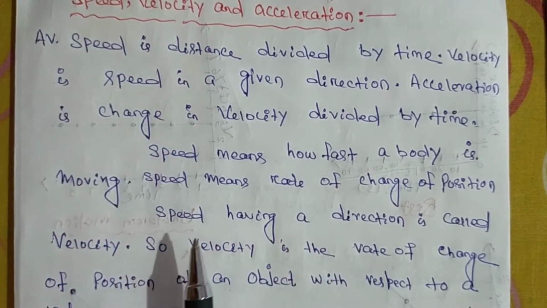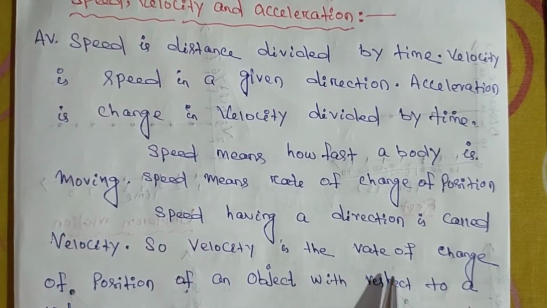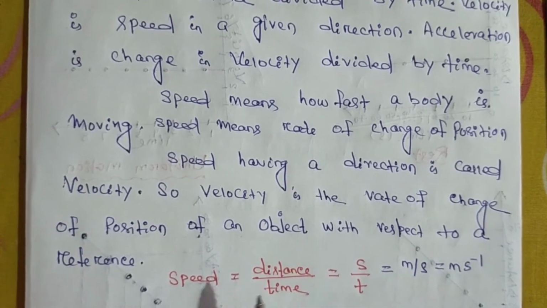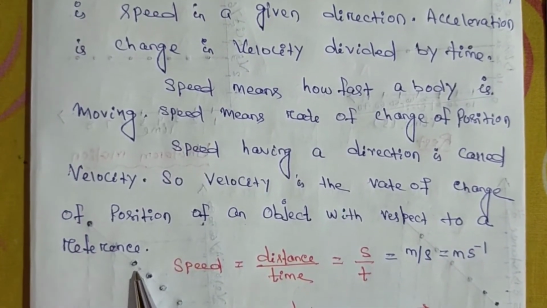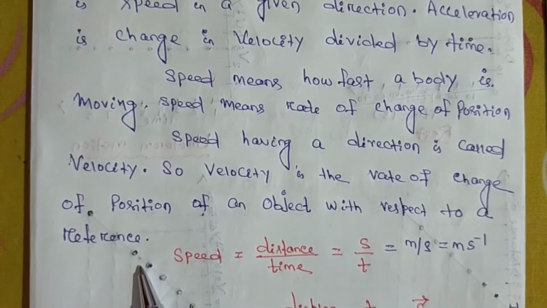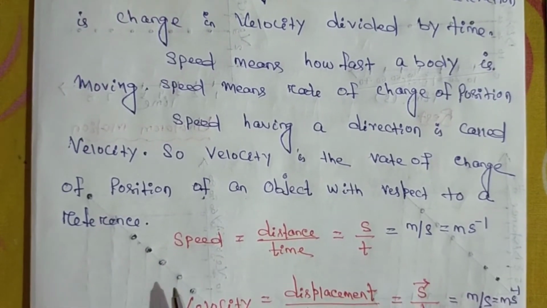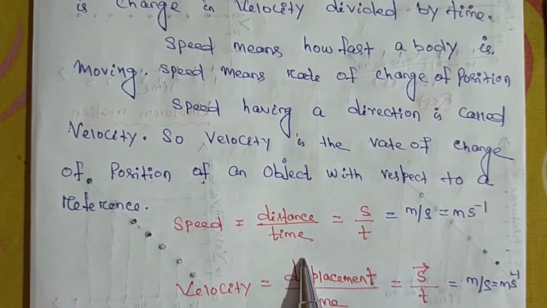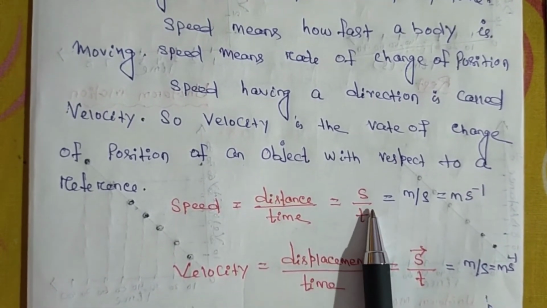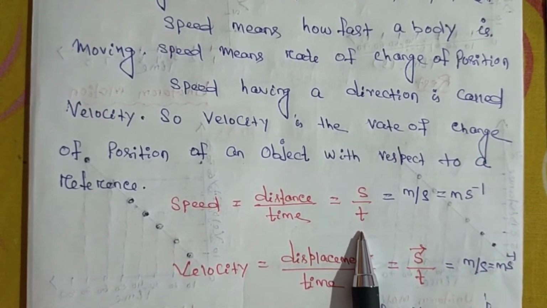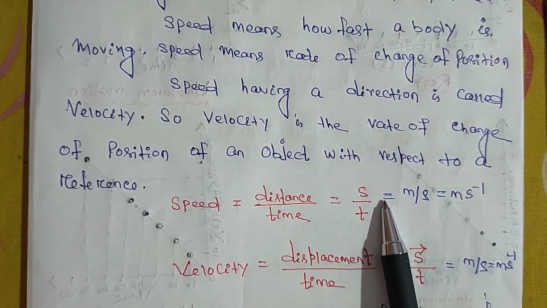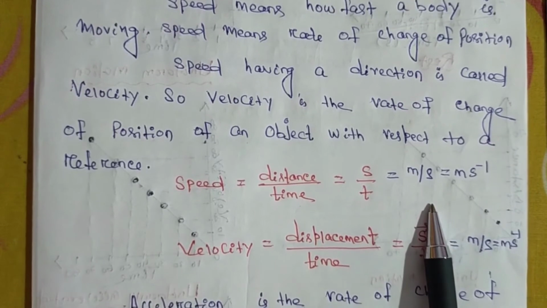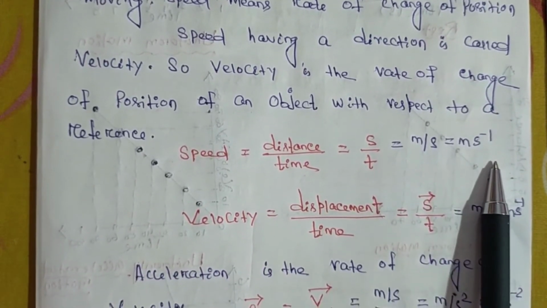Yes, we have discussed earlier. So velocity is the rate of change of position of an object with respect to a reference. The reference or the origin is required by which we can calculate the speed. So the formula is speed is equal to distance by time, where distance is denoted by s and time by t. So s by t. The unit of s, the distance, is meter and time is second. So meter per second, or meter second inverse.